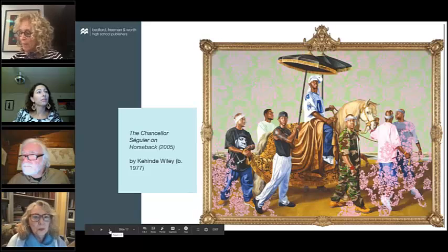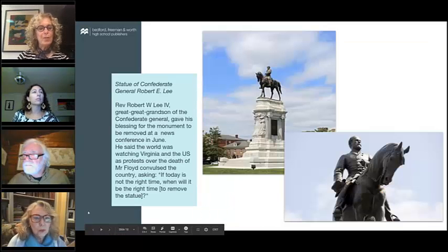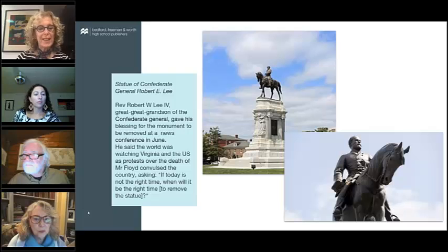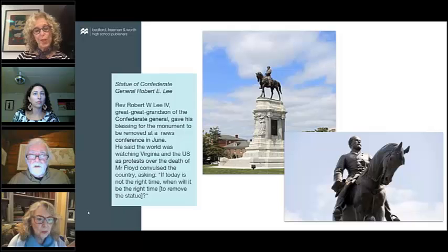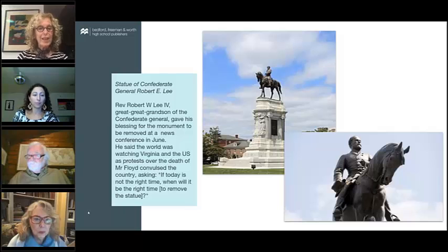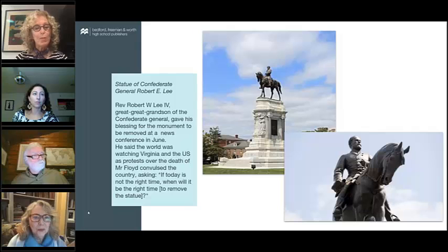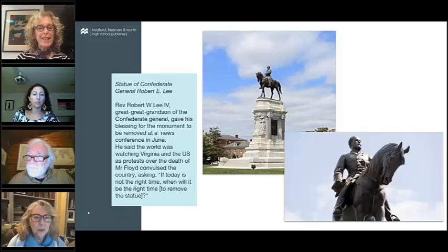And we're going to look at this statue of Robert E. Lee, which has been standing in Richmond, Virginia, on a street called Monument Avenue, and all of the other monuments to the Confederacy have been removed, but this one is still standing. And it is locked in a court case that people are saying is not going to be decided anytime soon. Interestingly, Reverend Robert W. Lee IV, the great-great-grandson of the Confederate general, gave his blessing for the monument to be removed at a news conference in June.